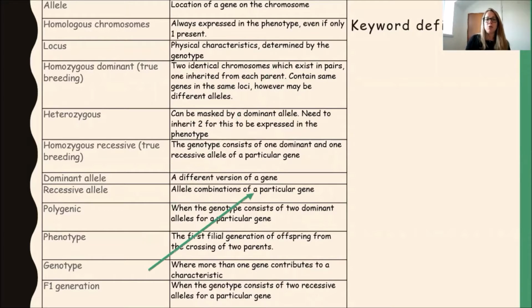Genotype is the allele combinations for a particular gene. So, for example, heterozygous for that particular gene is a genotype. But we give those genotypes letters, which we'll go through in a moment. And F1 generation stands for the first filial generation. This refers to the offspring produced when 2 parents are crossed.